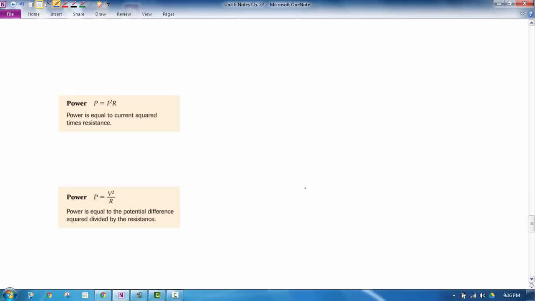Okay, we talked about power. Power is IV, but we also can rewrite that formula different ways if we use some simple substitution. So we can say that power is I squared R as well, and we can say that power is V squared over R. These are two different ways to represent power. And we can use these formulas in situations where we have voltage and resistance or resistance and current, for example.